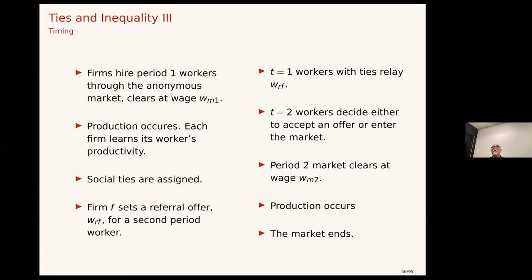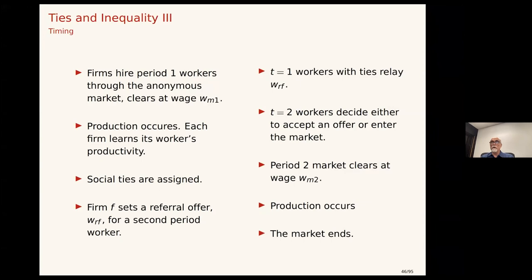We've already discussed the case where tau is equal to zero or alpha is equal to 1/2. This is the case where there are no social ties, or where social ties are uninformative, okay? And in either case, we know that the market clearing wage is going to be 1/2. So then production is going to occur. We hire the workers, production takes place. Each firm learns its workers' productivities, okay?